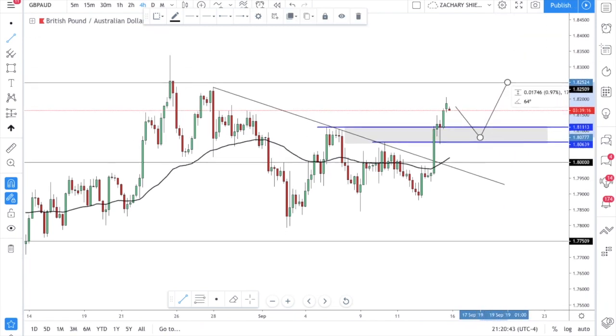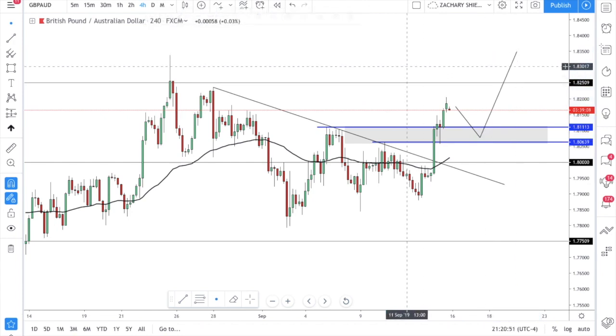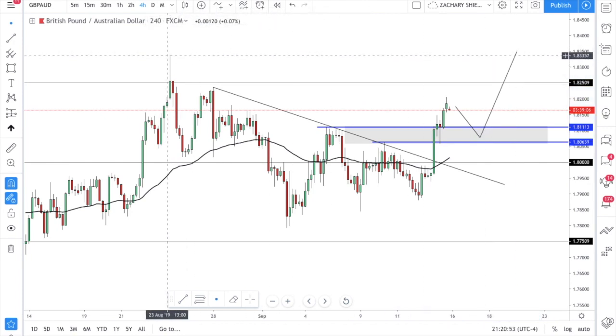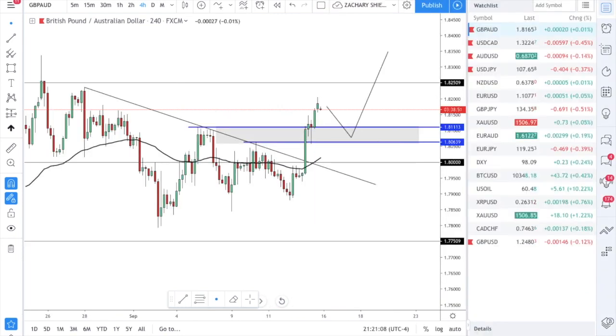1.825 is my first upside TP, and after that I wouldn't be mad if we made it up to 1.835 back at these highs. Kind of take out these highs and move the supply of money around a bit, stop some people out, fill some orders, and get stuff like that going on. So 1.825, 1.835 is easily attainable for GBP AUD.